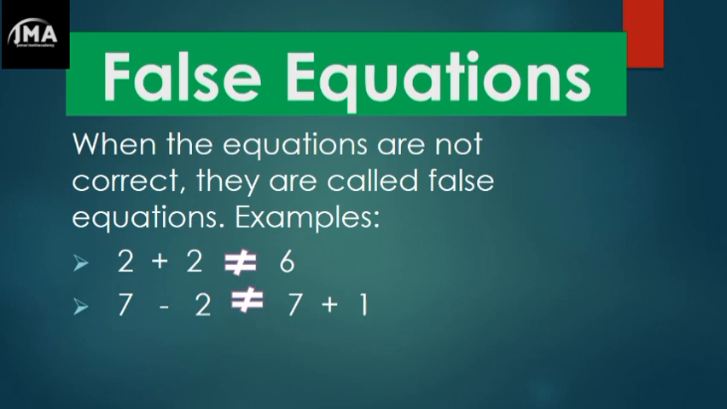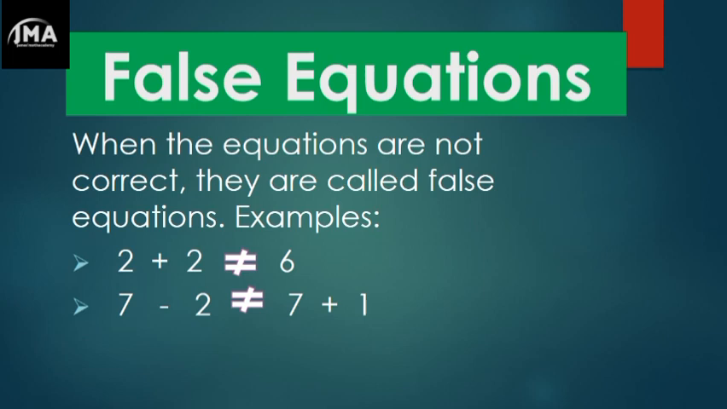False equation. When we say an equation is false, we are saying that the left hand side is not equal to the right hand side, and that is not an equation. If the left hand side is not equal to the right hand side, it is not an equation. So that is why we call it a false equation. When an equation is not correct, it is called a false equation.